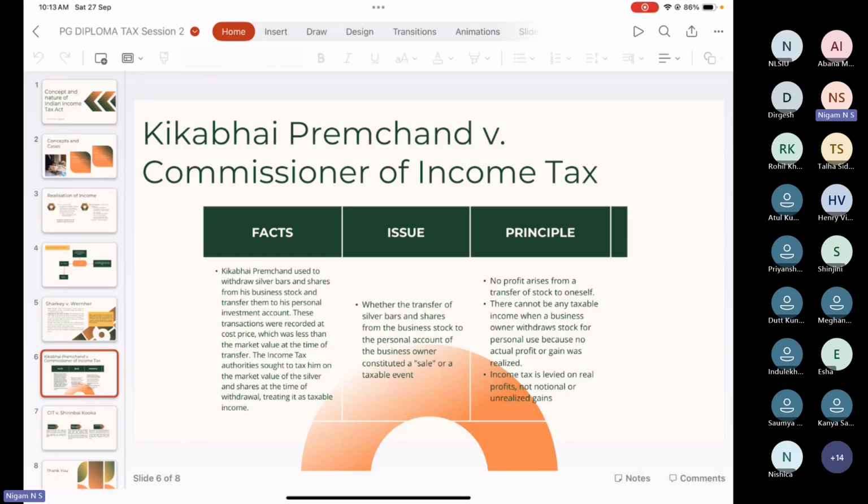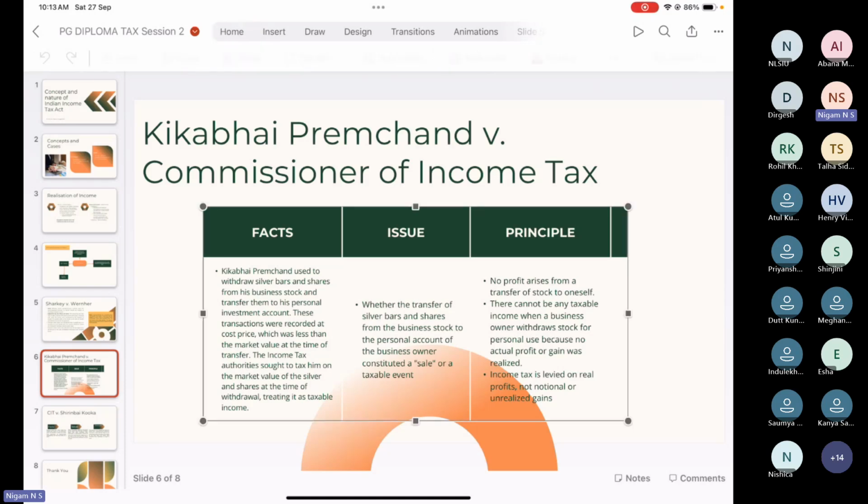These transactions were recorded at cost price, which was less than the market value at the time of transfer. The income tax authorities sought to tax him on the market value of the silver and shares at the time of withdrawal, treating it as a taxable income. And so the income tax authorities are saying that when you take out the silver bars, it is as if you sold the silver bars to somebody else in the market.